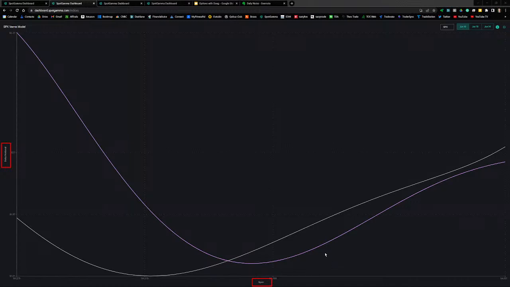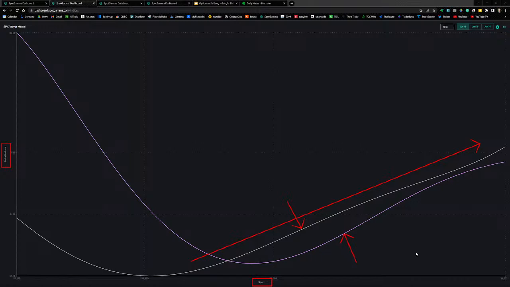All right, so this is the Vanna model for SPX. What this chart is showing is how market makers' delta exposure changes with changes in price. That's shown by the light gray curve. And this is showing that as price increases, market makers will need to sell futures to hedge their delta exposure. Remember, market makers want to remain delta neutral. And so that's the light gray curve.